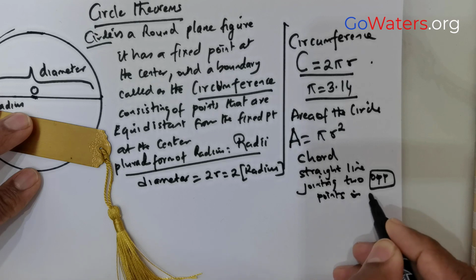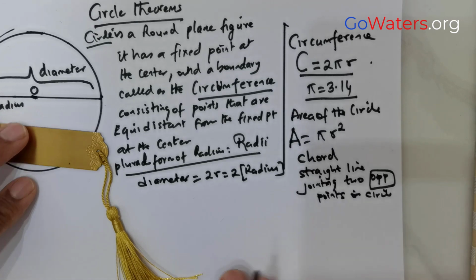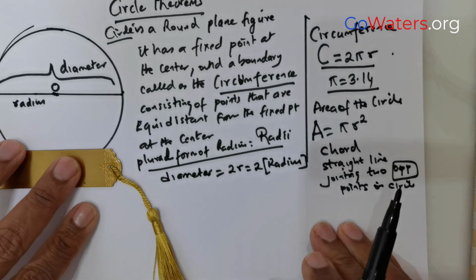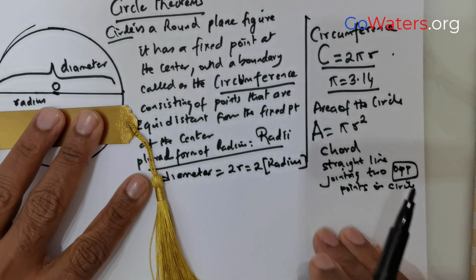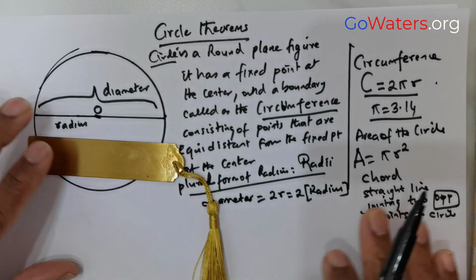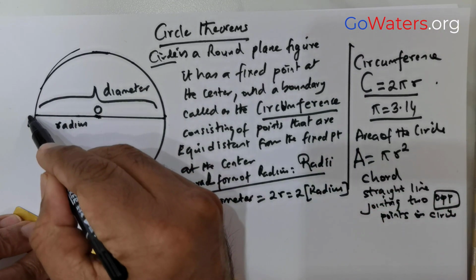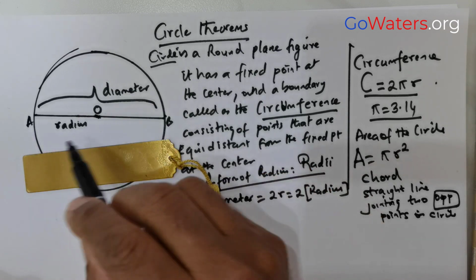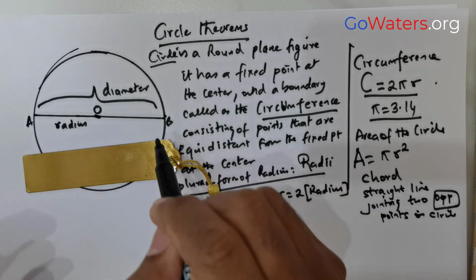2 points on a circle, right? A straight line joining 2 points, that is the loosely formed definition. So the diameter is the longest chord. So for example, you have a point A and a point B here and you're connecting these 2 points. That would be a chord and that is the longest chord.